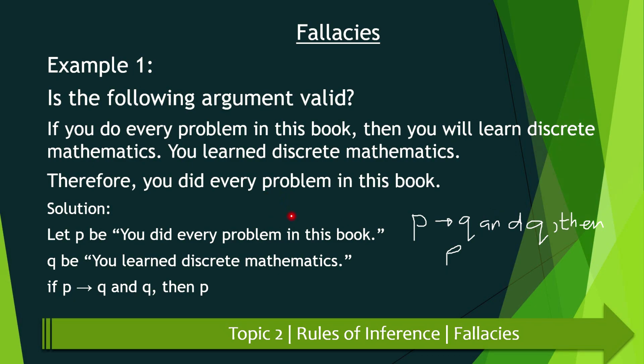Now this statement is false because this argument is an incorrect argument, using the fallacy of affirming the conclusion. And indeed, it is possible for you to learn discrete mathematics in some other way than by doing every problem in this book. And of course, you may learn discrete mathematics by reading, listening to lectures, doing some, but not all, of the problems in this book, and so on. So that is the fallacy of affirming the conclusion.